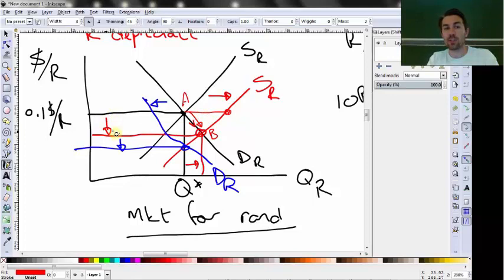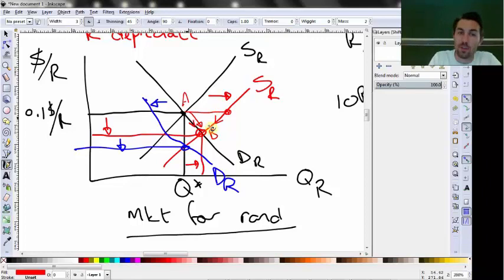As the rand starts depreciating, US goods and services start getting more expensive. So we start demanding less. So we move to the left along that supply curve. We start importing less of their stuff. Remember? Import effect. As the rand is depreciating, we've got an import effect as we move downwards along our supply curve, as those goods and services get more expensive.